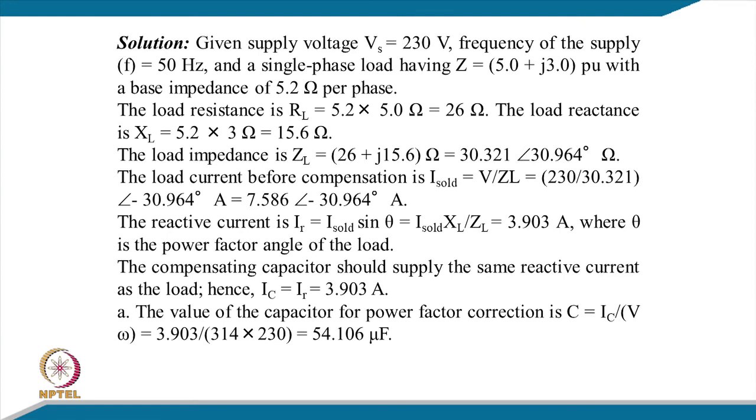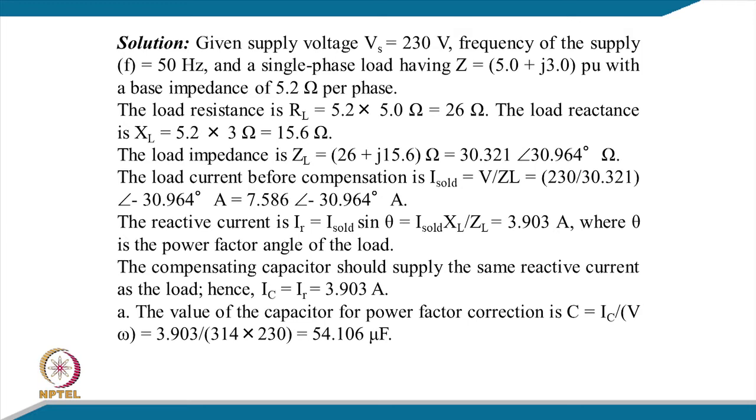So, there is of course supply voltage given in the numerical problem, 230 volt, and frequency is 50 hertz, and we have a single phase load of 5.0 and 3.0 per unit with the base impedance of 5.2 ohm per phase. We can calculate the actual value because it is given in per unit. In electric power systems, we always consider the per unit system, so you must have an idea of per unit system. To get the actual value we have to multiply it by the base impedance.